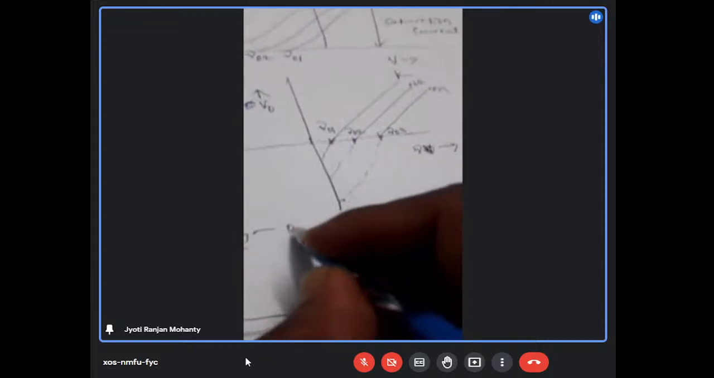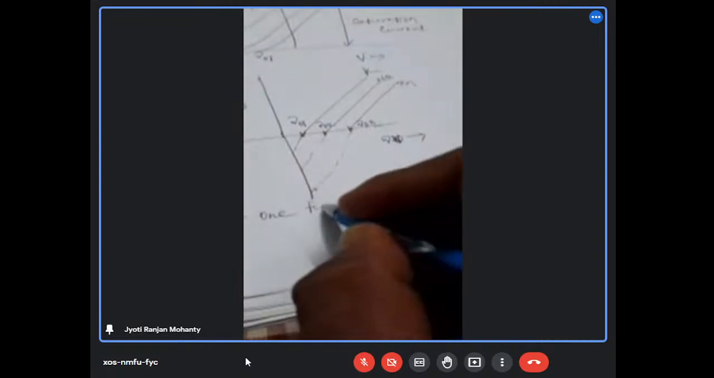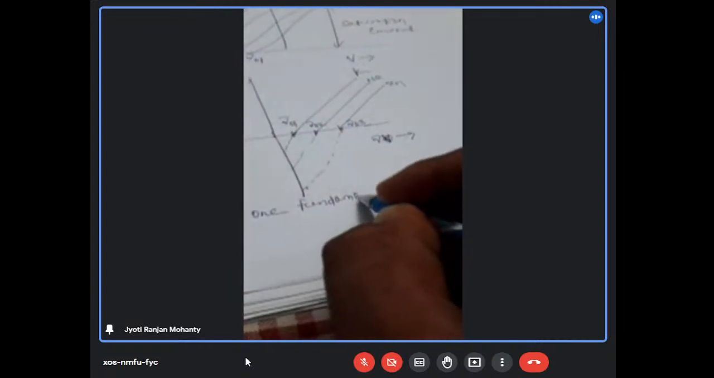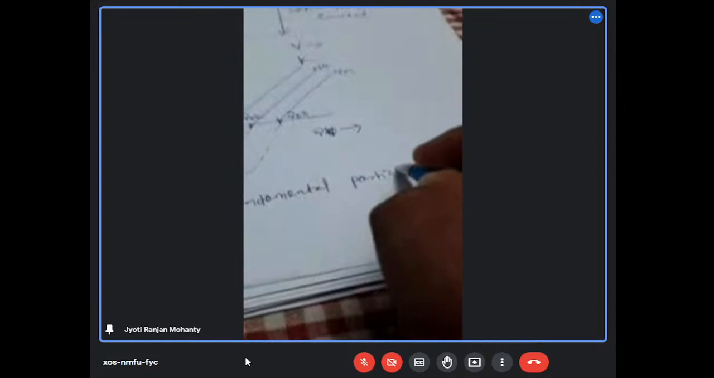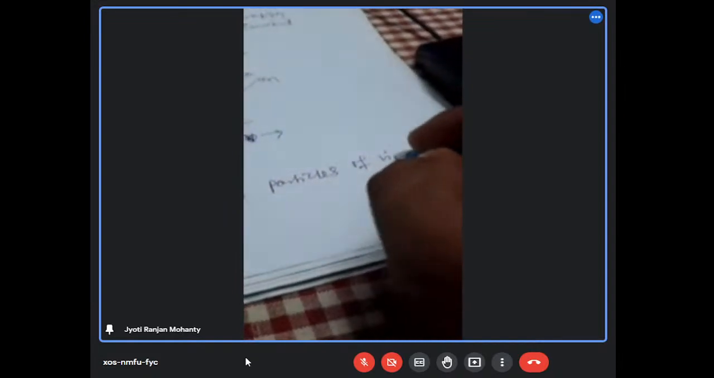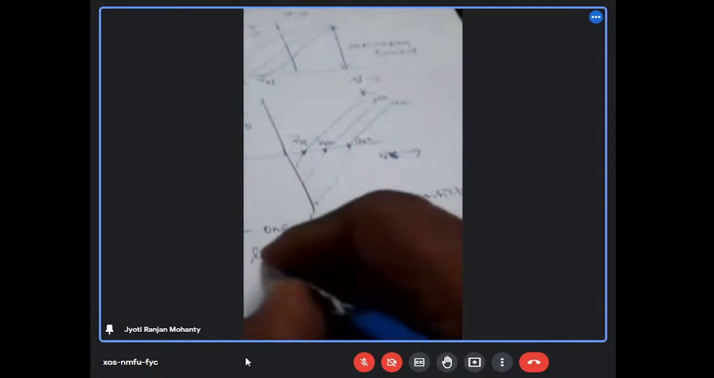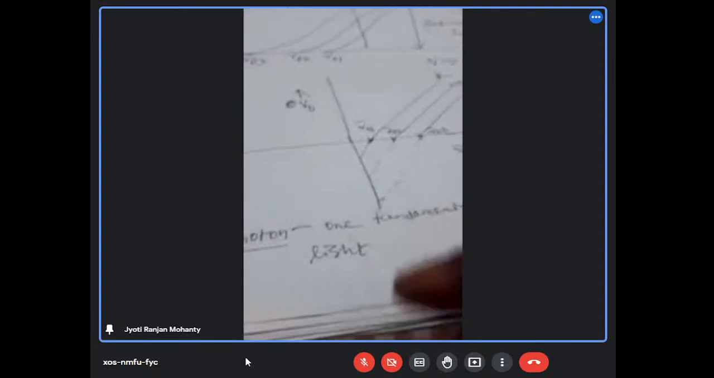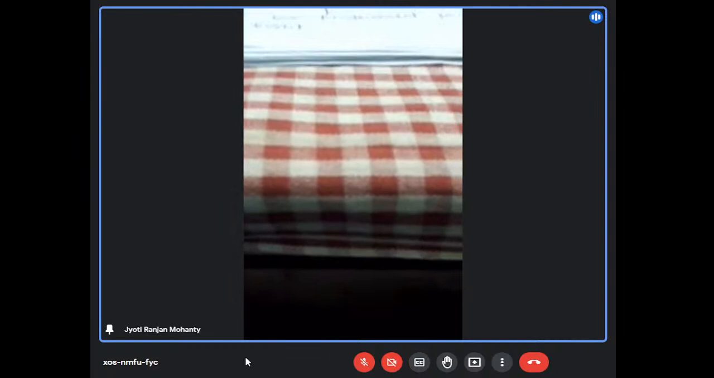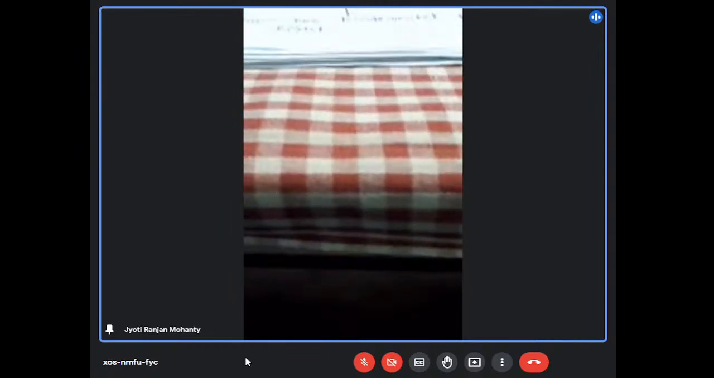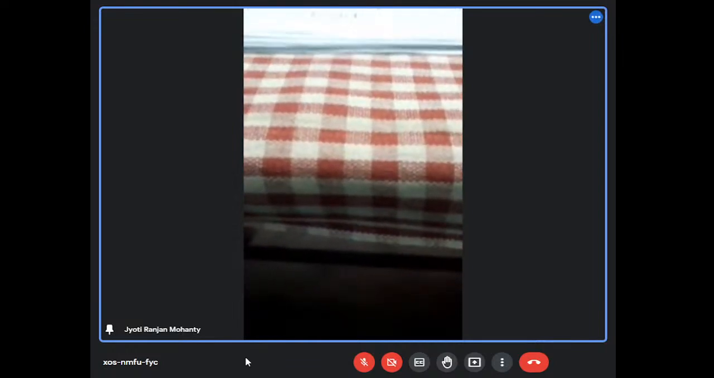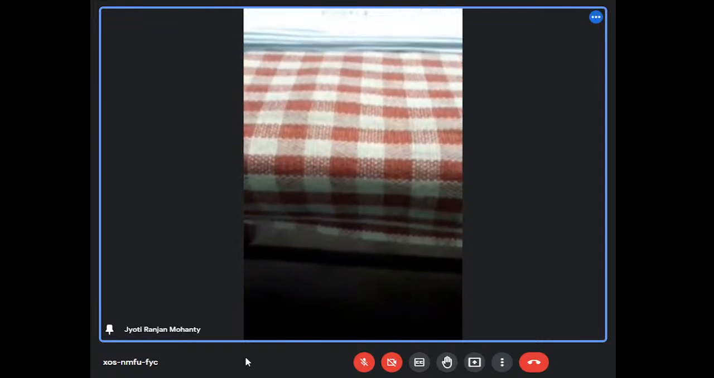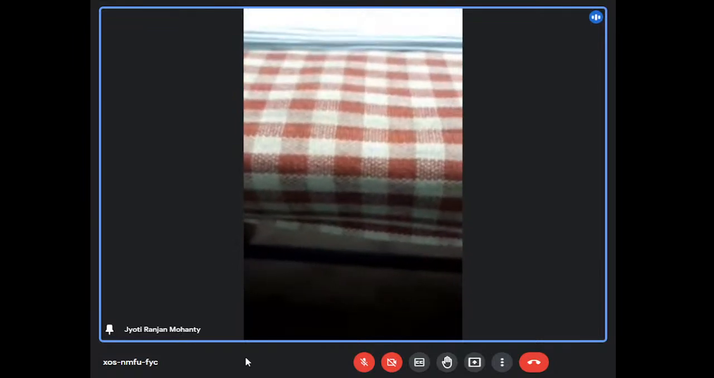So photon is one fundamental particle of visible light. That means the visible light possesses particles. Like I said, the atom consists of electrons, protons and neutrons. These are the fundamental particles. Similarly, in case of visible light, the fundamental particles are known as photons.